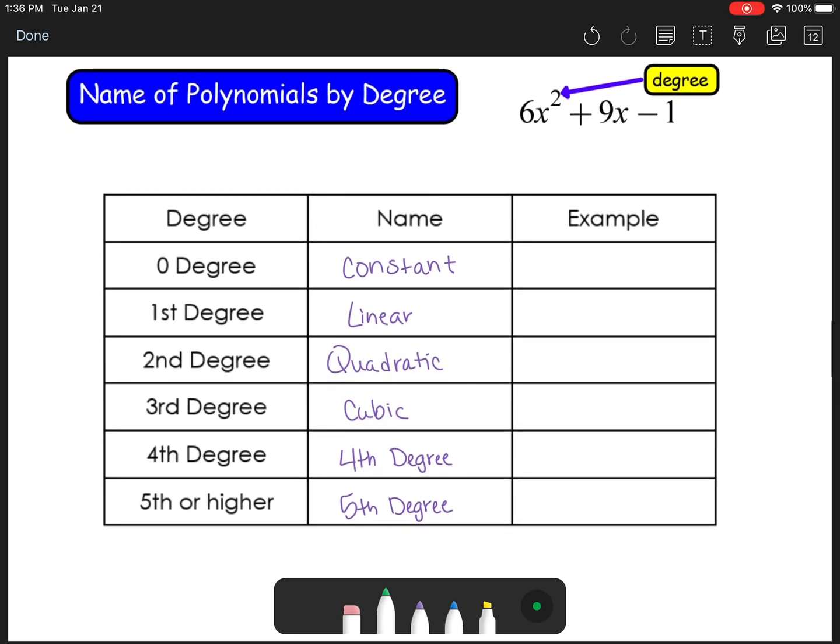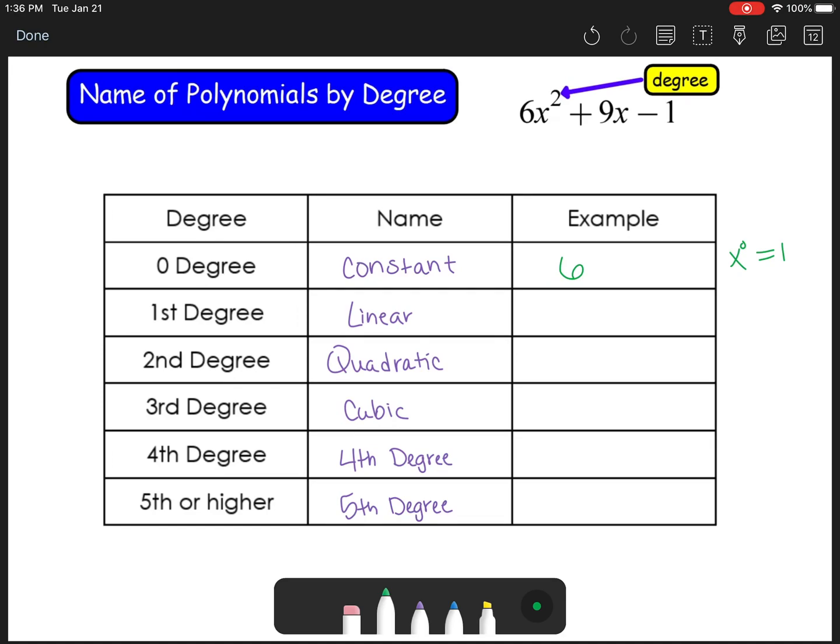Now, to get more specific, we can talk about polynomials by their degree. So depending on the degree, 0 through 5 or higher, we have a different name for them. If we have a degree of 0, we call that a constant, because if you think about something having a degree of 0, anything to the 0 power is really just 1. So a degree of 0 is where you don't have a variable. In other words, we just have a number. So 6 is a constant. It's just a number. That's our degree 0.